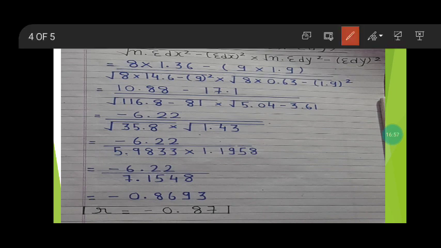Okay, then we have upon under root n into summation dx square minus summation dx whole square. Again we will take the values from preparation chart. So value of n is 8 in the preparation chart. Then the value of summation dx square.